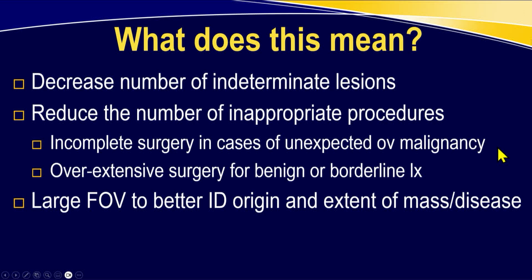What does that all mean? Well, it really means we can decrease the number of indeterminate lesions and reduce the number of inappropriate procedures, and that goes both ways. First of all, you want to do the right surgery the first time for a patient who has ovarian cancer. You don't want to have a woman who has ovarian cancer and has the wrong surgery the first time. Her best chance of cure is that first debulking surgery and staging surgery. Conversely, you want to limit overextensive surgery for benign or borderline lesions. So it sort of cuts both ways. By being more specific, we can tailor the right therapy for that patient.